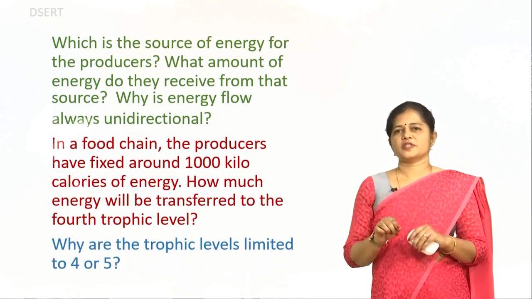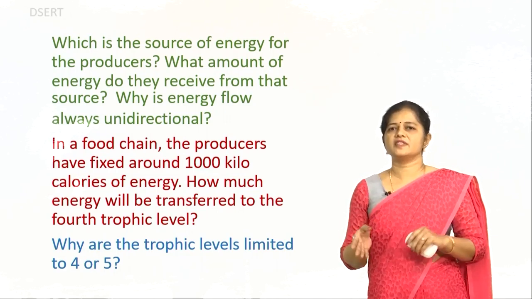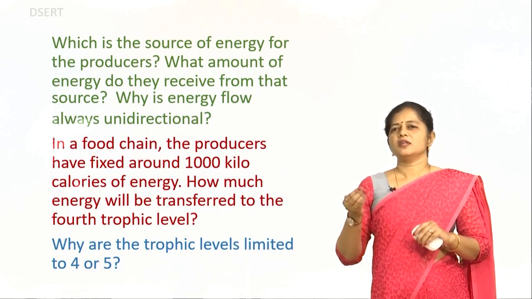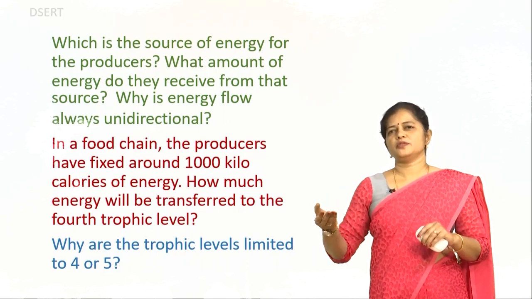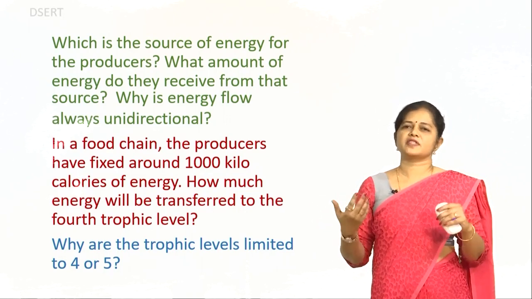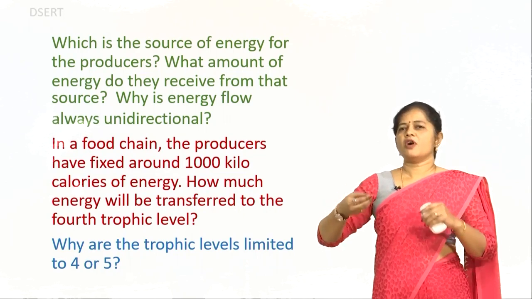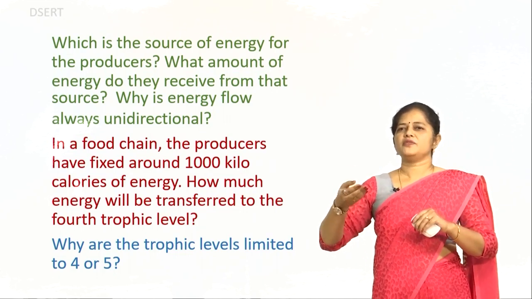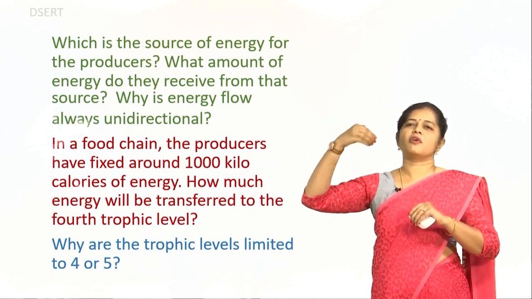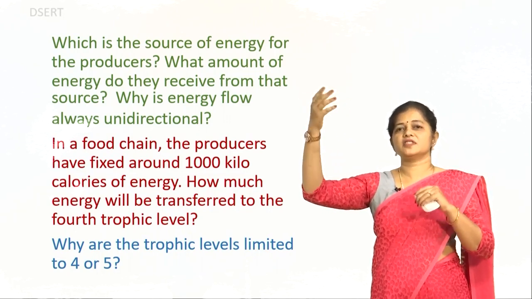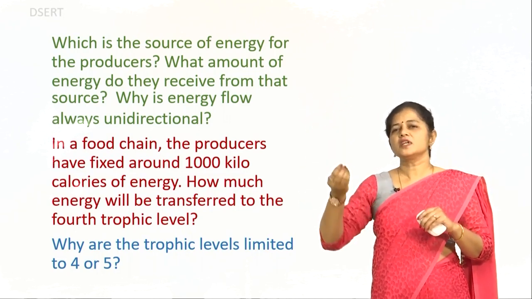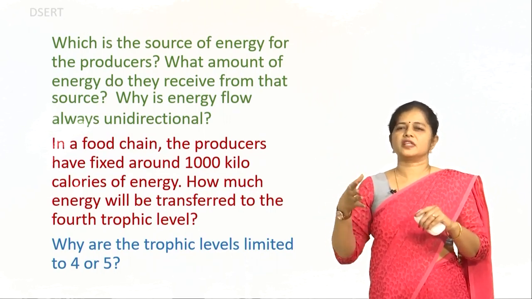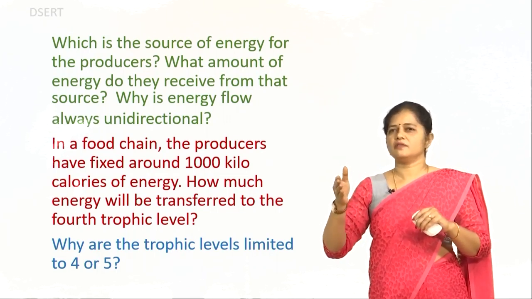And now there is another question. Why are the trophic levels limited to 4 or 5? That's very obvious, because most of the energy is utilized by the organism itself for its various activities. The amount of energy that is transferred to the next level is very, very less. So if we take another trophic level, the amount of energy that will be received after the fifth trophic level is very, very small. So generally the trophic levels will be restricted to 4 or 5.